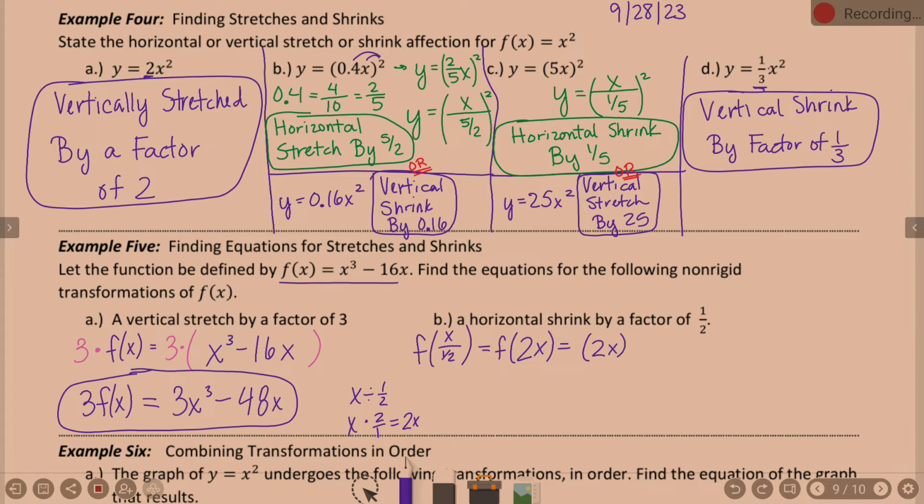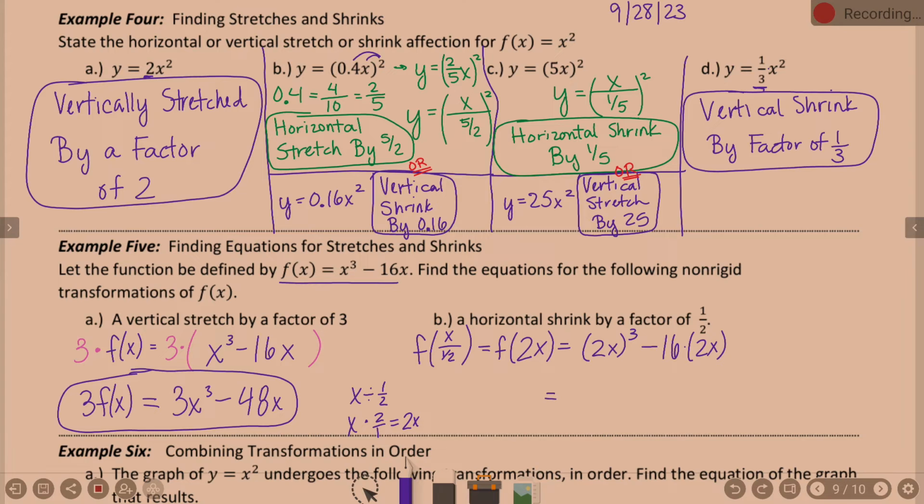Instead of x to the third, it's going to be (2x) to the third. Notice I use parentheses. Minus 16x: instead of minus 16 times x, it's going to be minus 16 times 2x. Every place I see an x, I'm using 2x instead. And then other than that, it's cleanup.